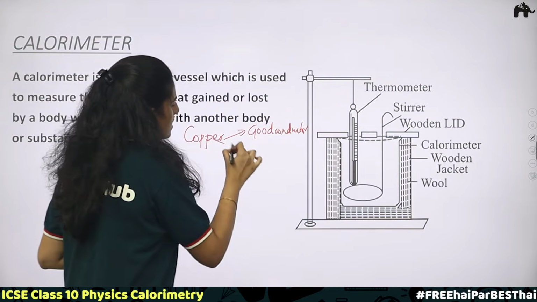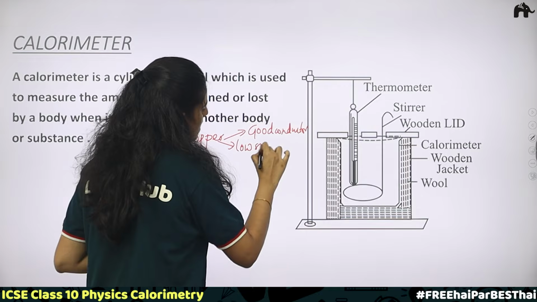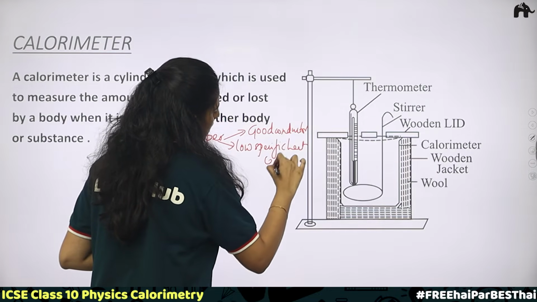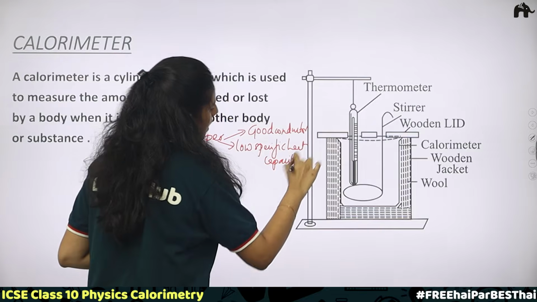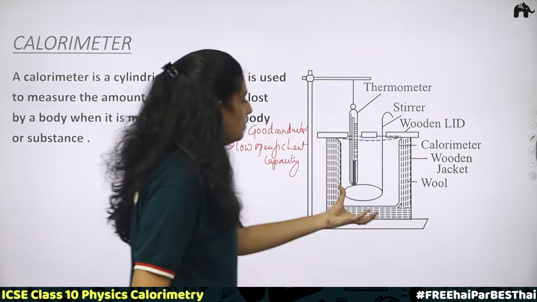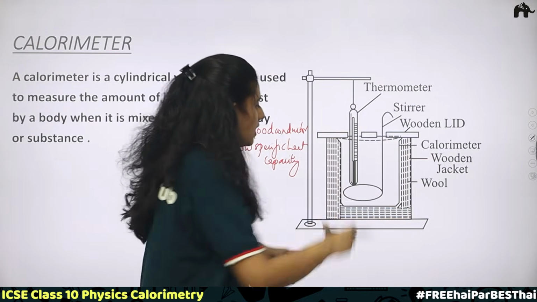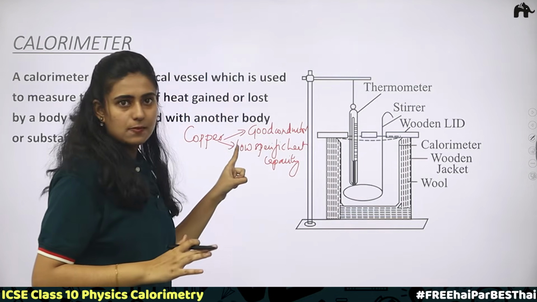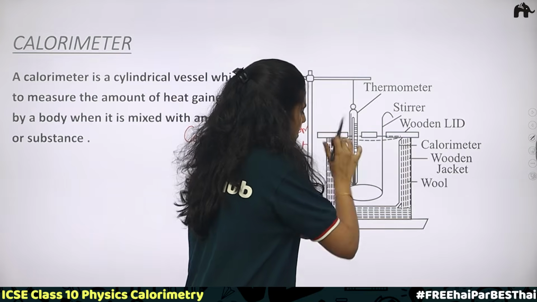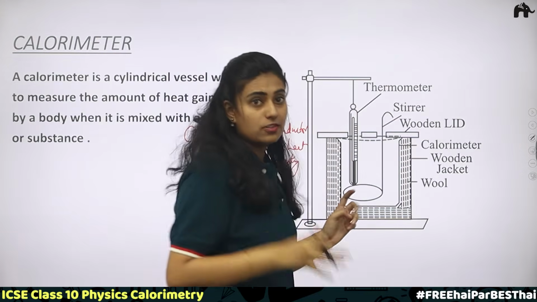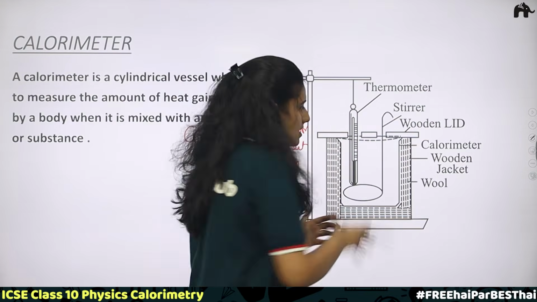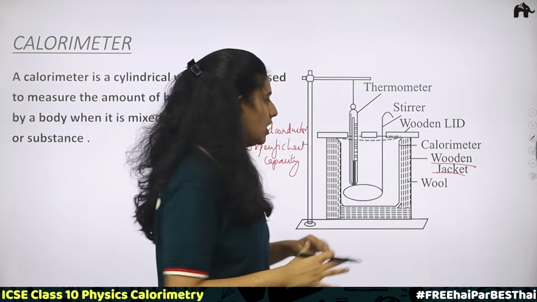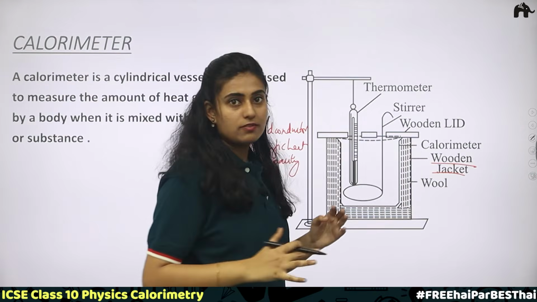Second reason is it has low specific heat capacity, and also then the content will be getting more heat. So heating of the content will become easier. These are the two reasons why copper is being used. So this vessel is then covered, an outer jacket for insulation purpose is given, which is made up of wood. A wooden jacket is given. This is done in order to prevent conduction.